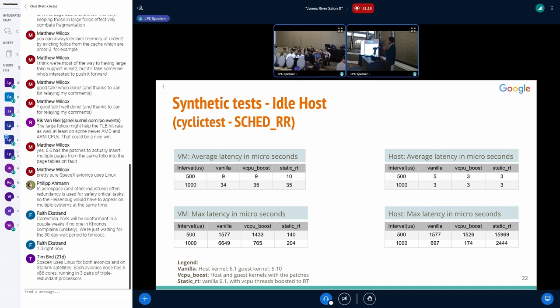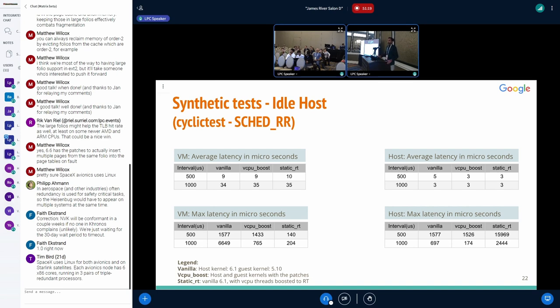One is vCPU boost, our feature, and static RT is the ideal case where you have vCPUs always running as RT. So you use chrt to set the vCPU threads to RT. So this is on an ideal host, and as you can see, the average latency inside the VM for vanilla, vCPU boost and static RT is comparable. And on the host also it's comparable, but on the max latency, it's not as good as RT because you don't always boost to RT, but it's much better than vanilla.